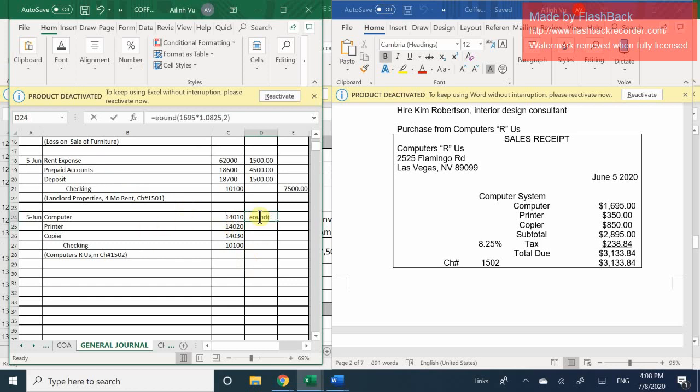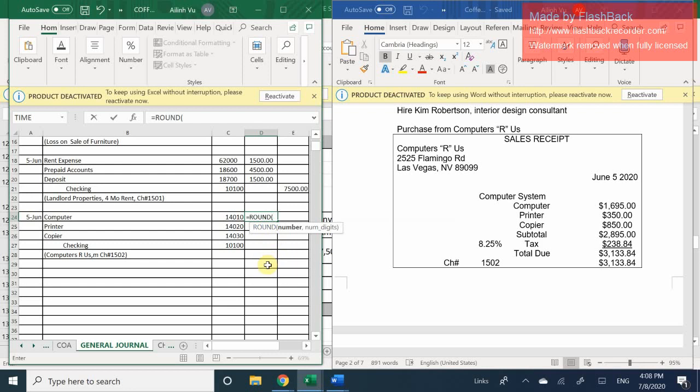So I'm going to do equal round. You misspelled round. Oh, thank you. So equal round, like that. I'm going to go ahead and press this one. You go tab, equal round.